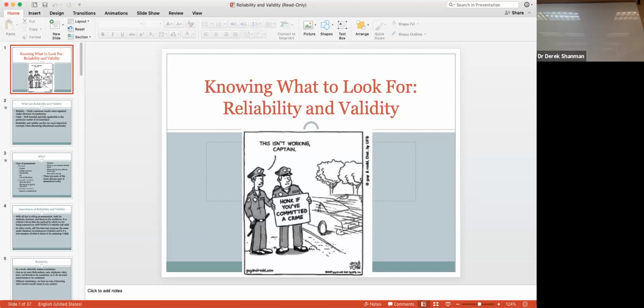Make sense? Good. Validity. A little bit more complex. What does validity or something being valid mean to you? Okay, good. Being appropriate for a situation. Okay. Accuracy. Okay, good. I like all three of those.